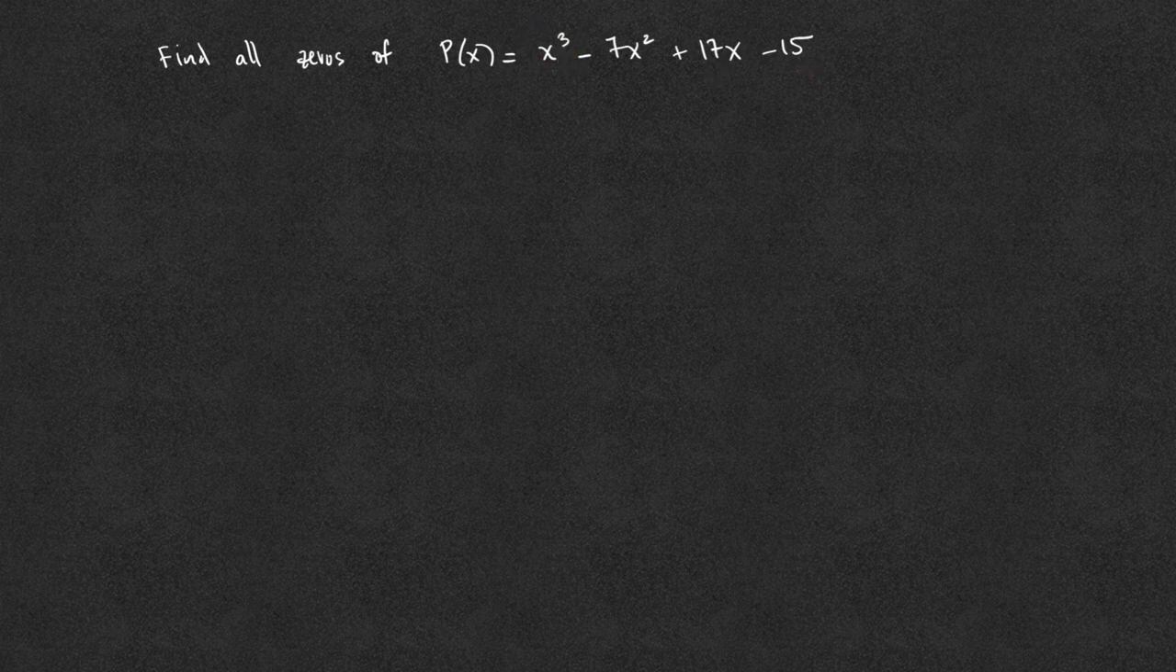Observe that this polynomial has three variations in sign: positive to negative, negative to positive, and then positive to negative. What that means is that this polynomial has either three positive real zeros or one positive real zero, using Descartes' rule of signs.